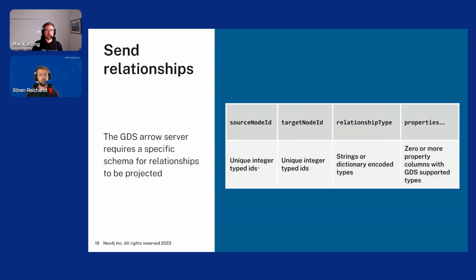The format is very similar for relationships. We have source node ID and target node ID this time, which reference a previously loaded source node or target node. Then we have a relationship type, and every other column in the data frame will be interpreted as properties for the relationship.